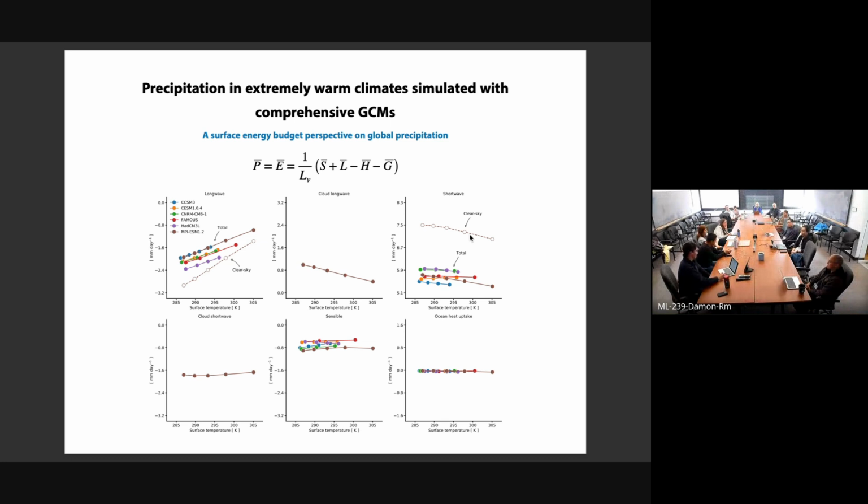I wouldn't expect it to change too much if the fully coupled runs were run out to equilibrium, but it would be cool to at least see what role the sensible heat flux plays, whether it actually decreases or just stays constant. Yeah, I'll make note of that.